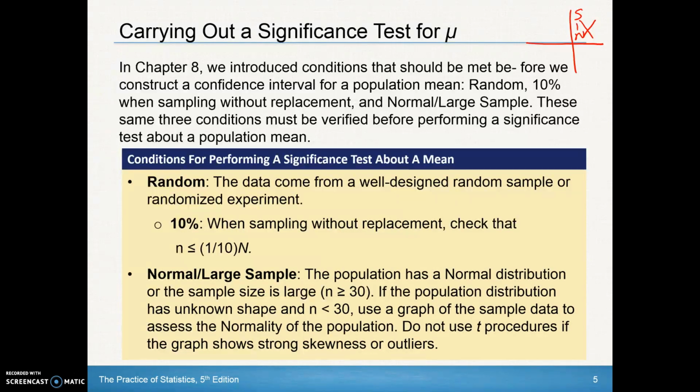Again, we would love for our sample size to be greater than or equal to 30, because the central limit theorem would state then that we have a normal distribution. If the population distribution was normal, then we know our sample is normal. But if it's unknown and has a sample size less than 30, we're going to have to graph the sample data and then assess normality of the population. Does it look relatively normal? In other words, no outliers or heavy skewness.